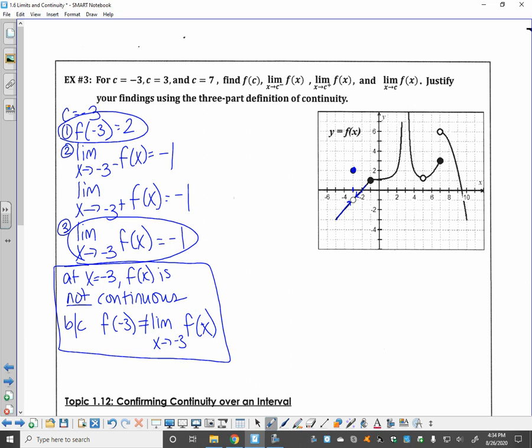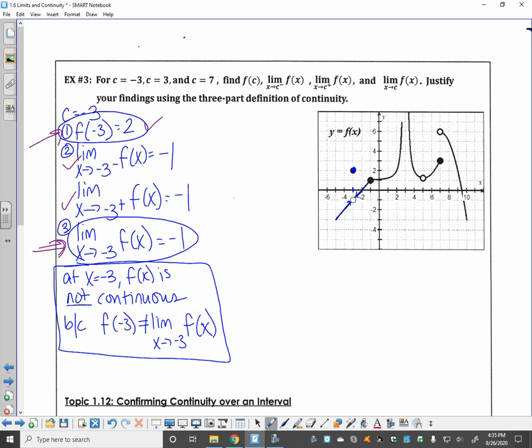Okay, let's look at 3. Can I just talk through these? You've seen one written. So you know you have to find the function value and state what it is. To get to the limit, you have to do both of these. Then once you establish this, you compare them to the function value. If they're the same, you're good. If they're not, you're bad. You just have to state all that.